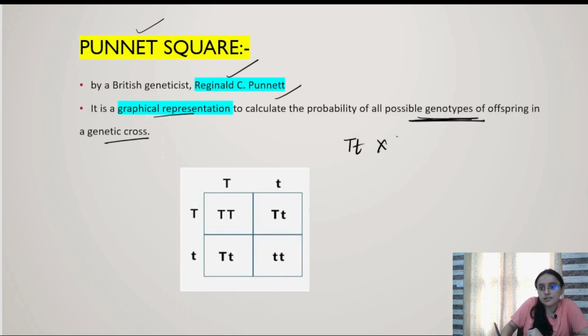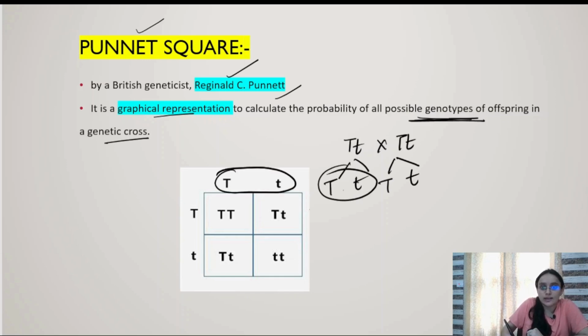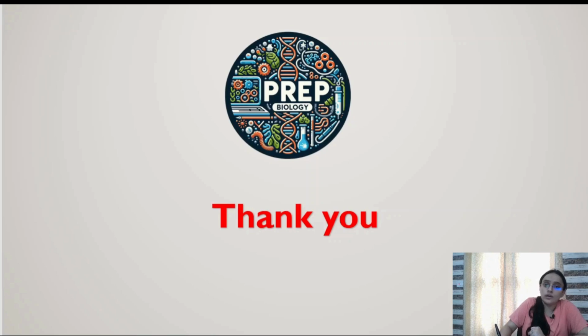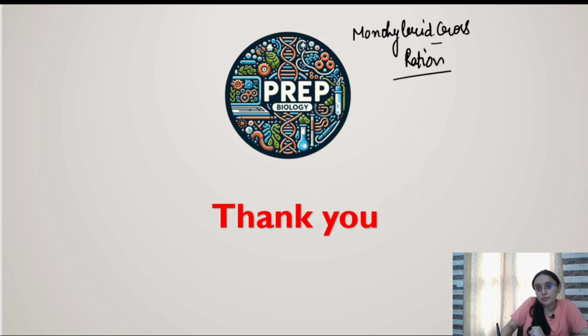If we see the selfing, we have studied this condition. Now capital T, small t is written like this, and capital T, small t is written like this. Then we get capital T capital T, capital T small t, capital T small t, and small t small t. So by this representation we also make the crosses. This is all about the law of dominance. What is important in the law of dominance is the ratio. The monohybrid cross is very, very important, and so are the genotypic and phenotypic ratios of that.